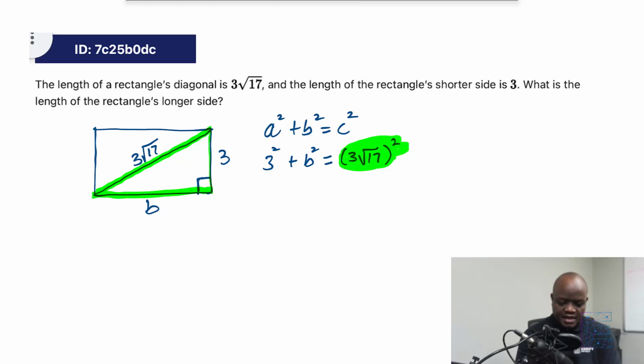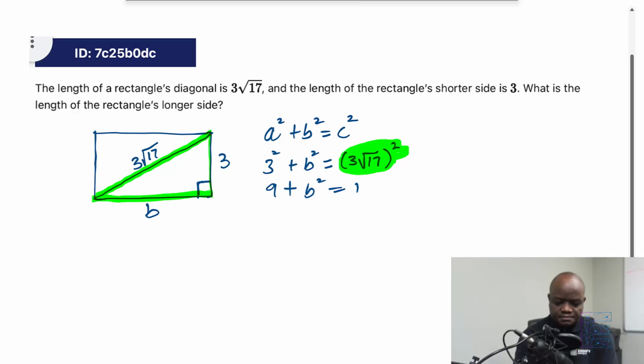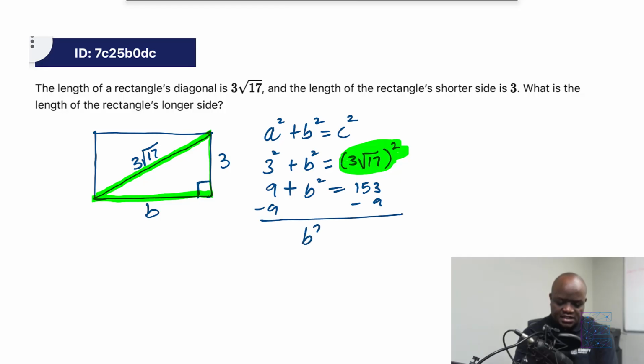So let's do the math. 3 squared is 9 plus b squared equals 3 root 17 squared. 3 squared is 9. Root 17 squared is 17. 9 times 17 is 153. So let's go ahead and subtract 9 from both sides to get b by itself, to isolate b. So b squared equals 144. Then we're going to square root both sides, and we're going to find that b equals 12.